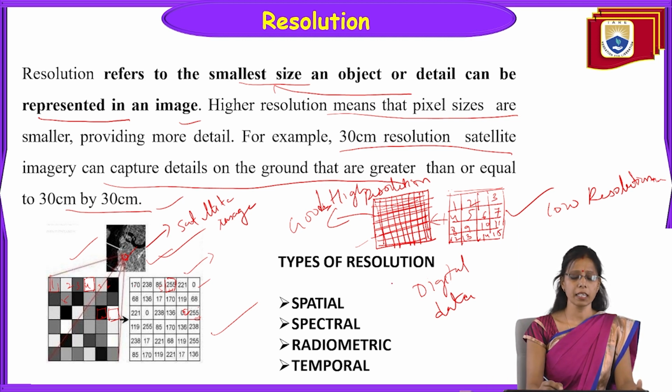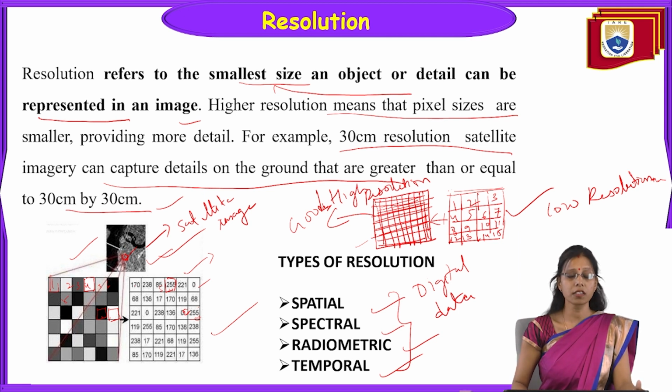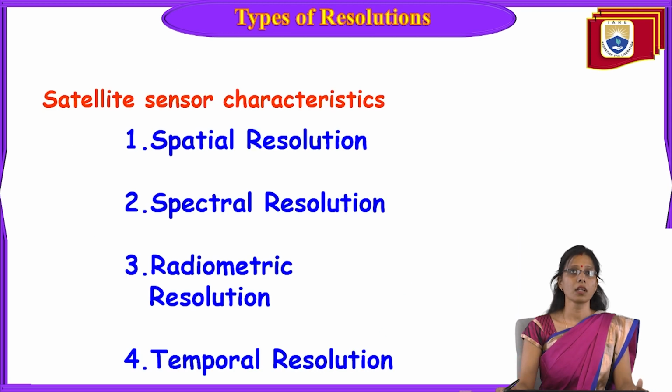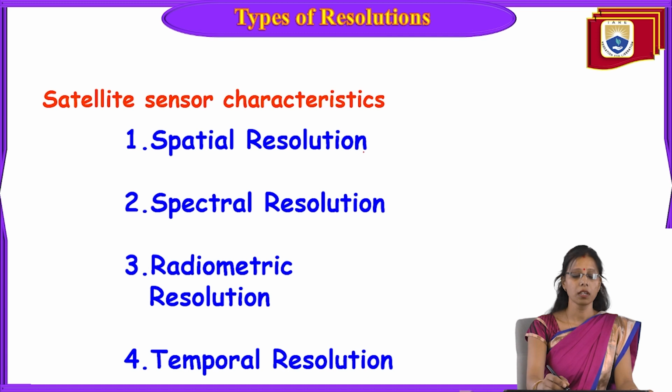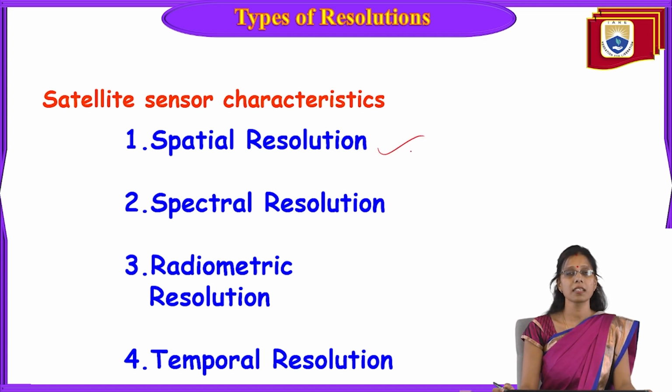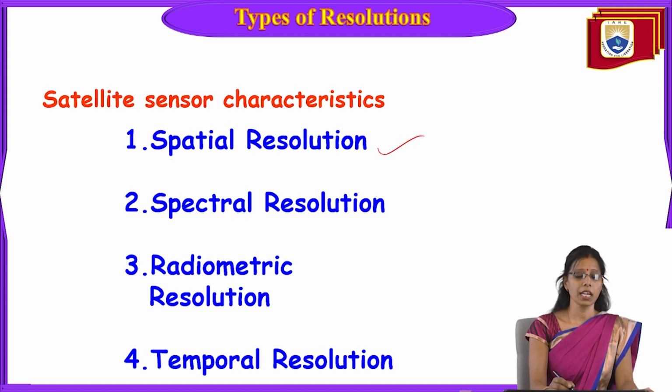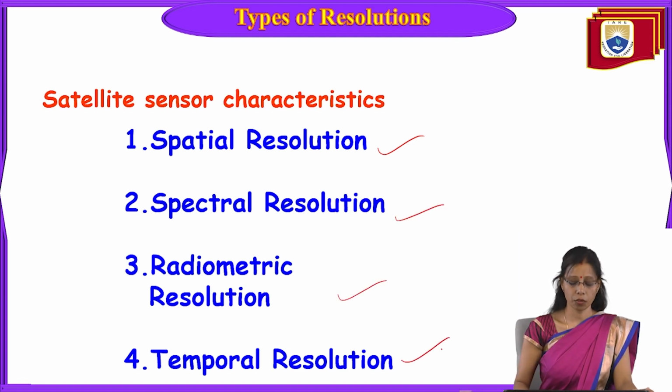Basically, the types of resolution we have are spatial, spectral, radiometric, and temporal. This will be discussed in the coming slides. Resolution means the smallest detail which is represented in the image and can be identified. When we talk about types of resolution, these are sensor characteristics: spatial resolution, spectral resolution, radiometric resolution, and temporal resolution.